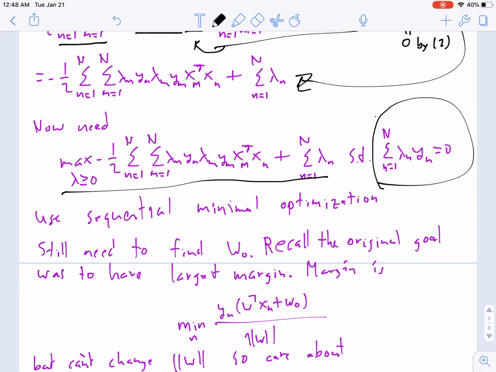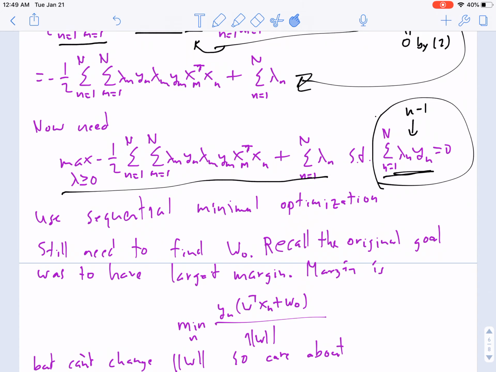The more general technique is to do it one component at a time, but the problem here is that this constraint requires that if one lambda n changes, another lambda n changes, right? Because n minus 1 of the lambdas determine the last lambda according to this constraint. So we have to change two of them at a time. So let's assume that now we've optimized for w and we've optimized for lambda.